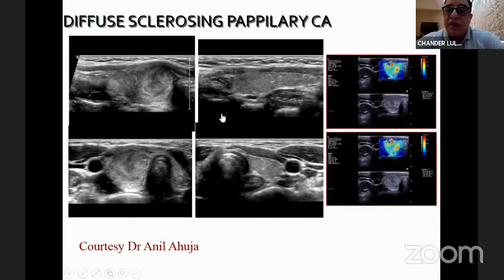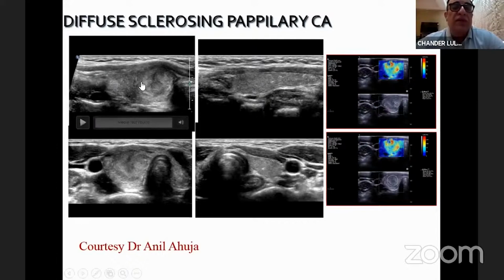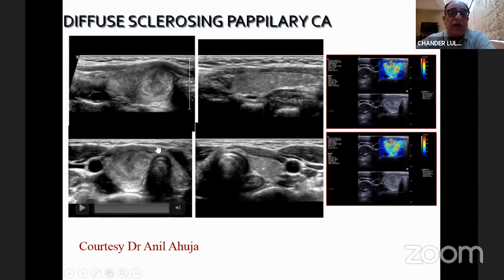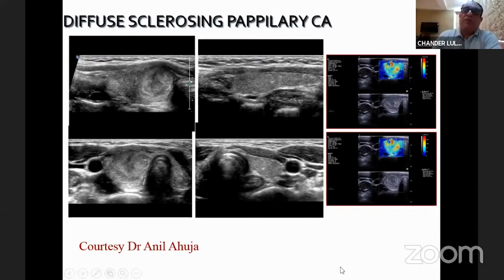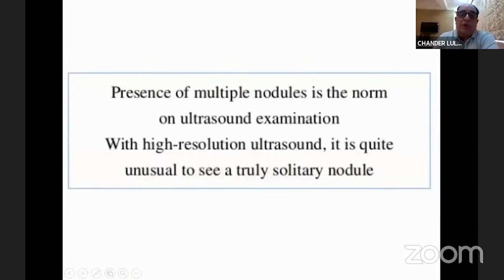Now, this is a very rare condition. I haven't seen one. It was given to me by my good classmate, Dr. Anil Ahuja from Hong Kong, who has done phenomenal work in thyroid. And this is diffuse sclerosing papillary thyroid carcinoma. So the whole thyroid has been infiltrated and it looks just like a thyroiditis pattern, but it was stiff on elastography, and in biopsy it was diffuse infiltrating papillary carcinoma.